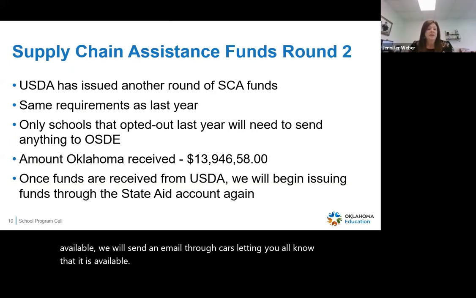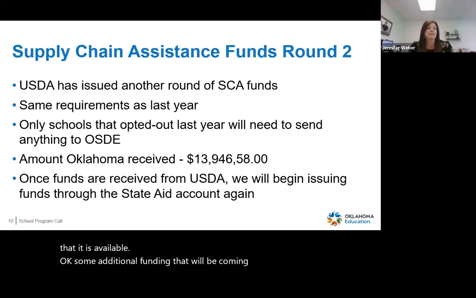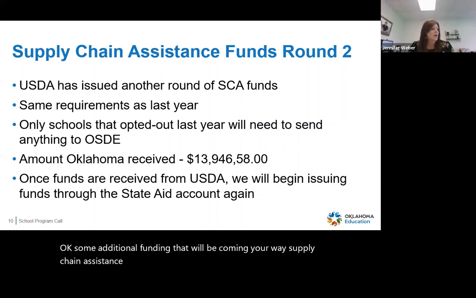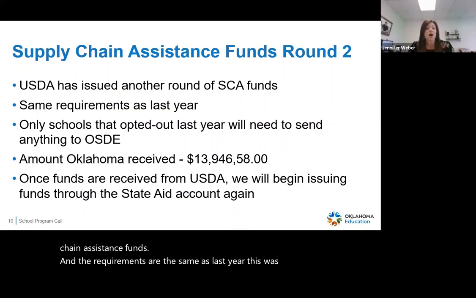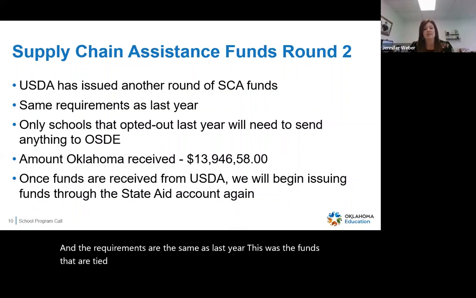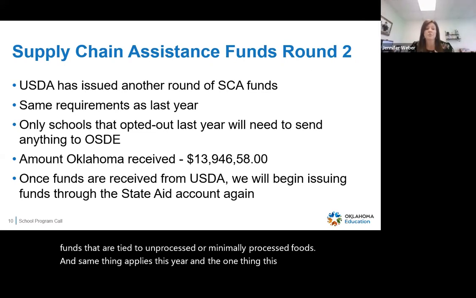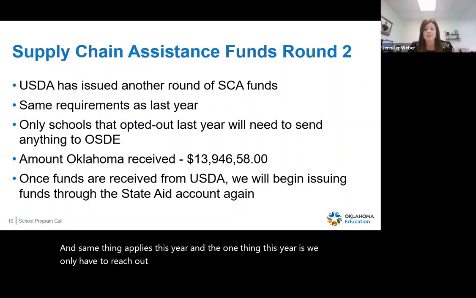Okay, some additional funding that will be coming your way. Supply chain assistance funds round 2. It's been about 2 or 3 weeks. We found out that USDA is issuing some additional supply chain assistance funds, and the requirements are the same as last year. This was the funds that are tied to unprocessed or minimally processed foods, and same thing applies this year. The one thing this year is we only have to reach out to schools that opted out last year. Otherwise, you don't need to send anything to us.